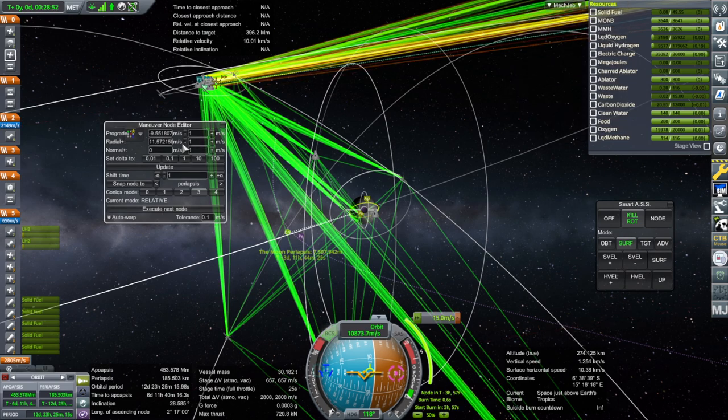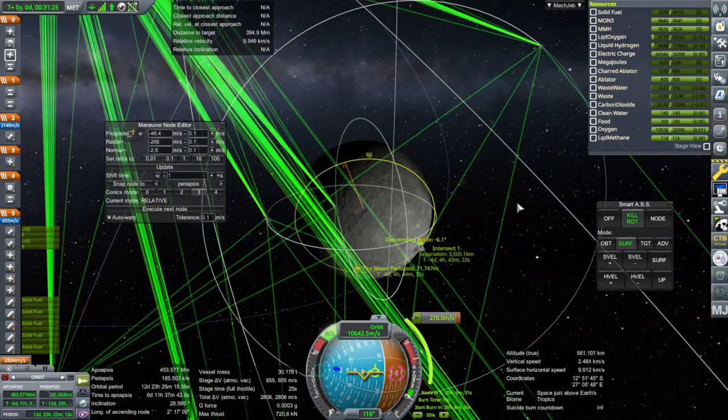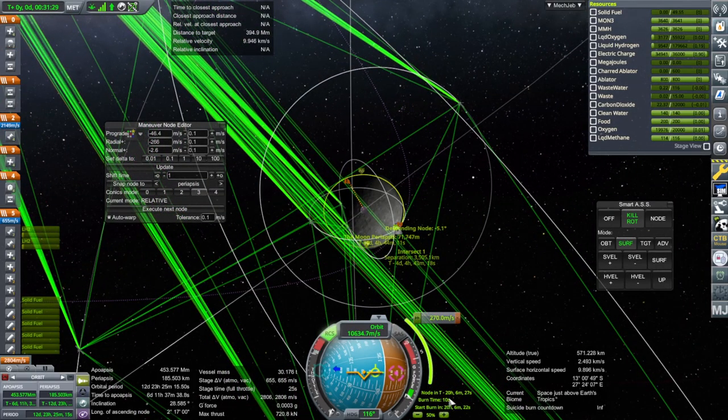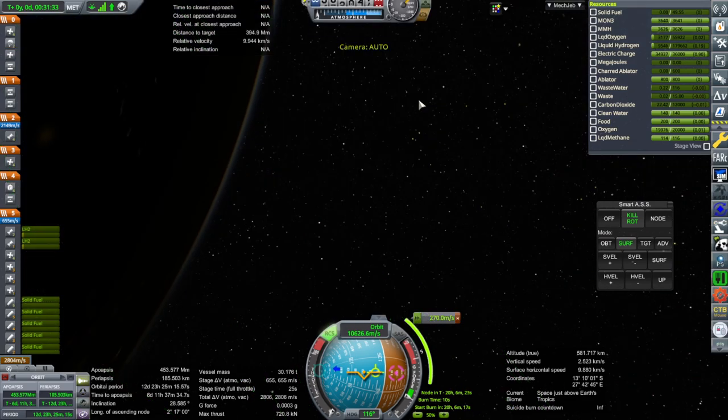So there'll be a radial thing because it took us longer. Well, the situation isn't quite as good as it was before, but the question is whether in 20 hours we're going to have 270 meters per second in this stage to do this burn. Let's see.